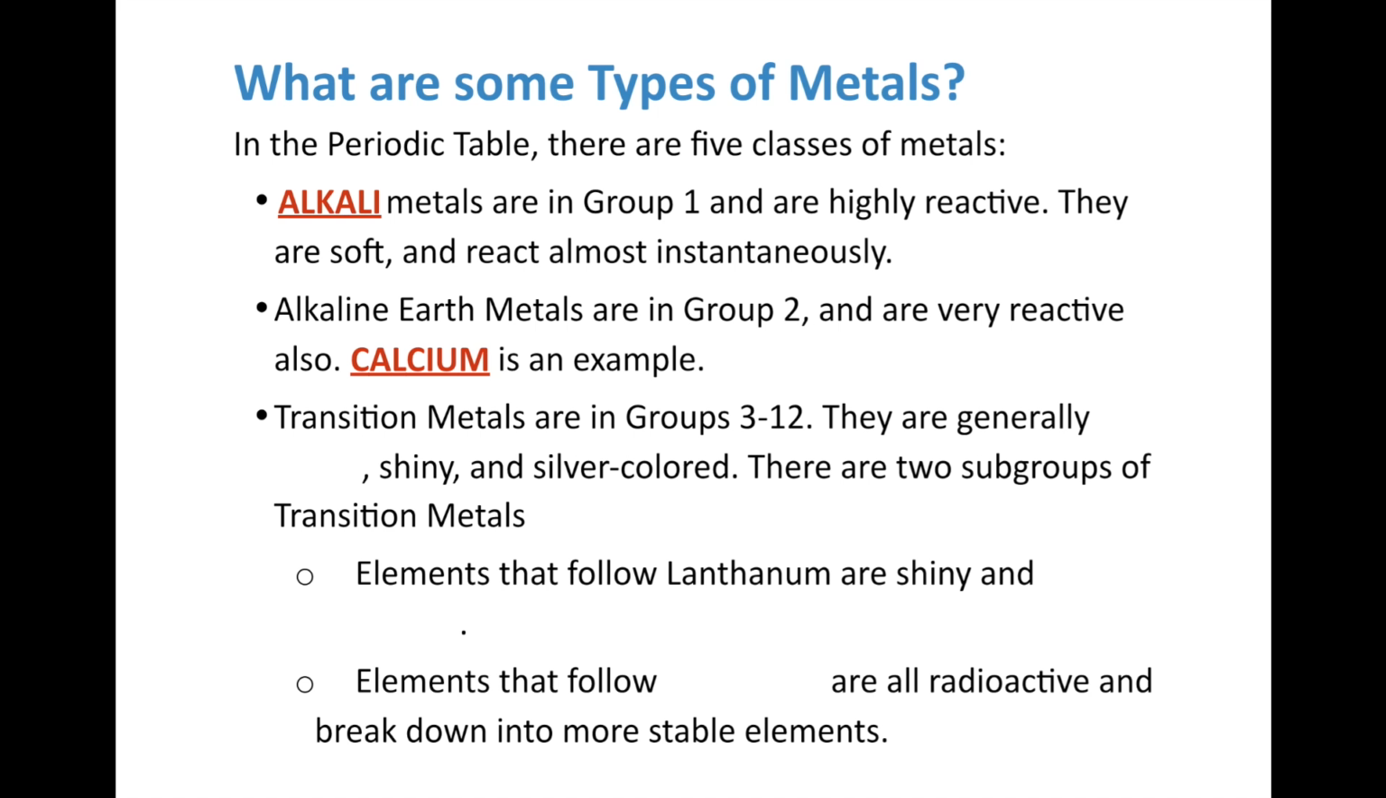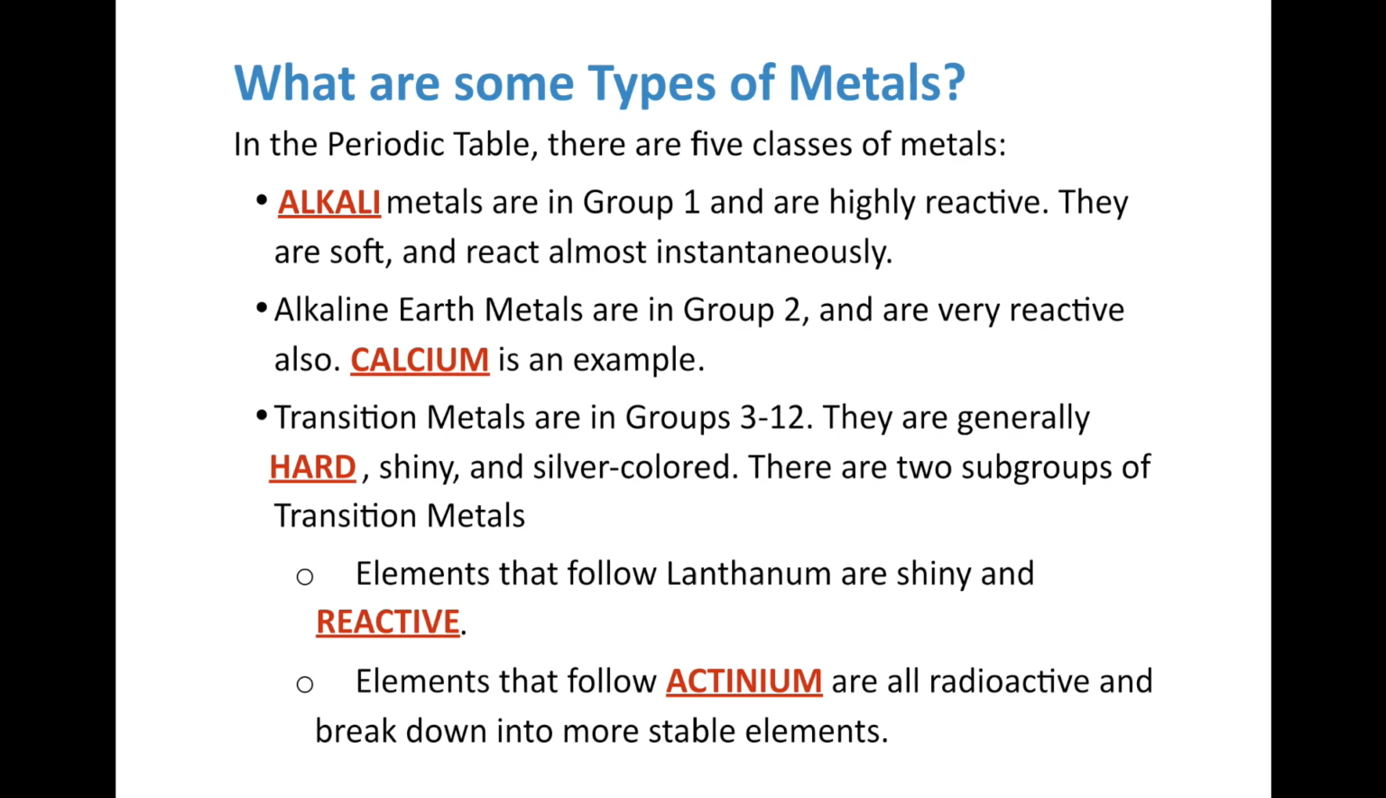Transition metals are in groups 3 through 12. That's most of the metals. They're generally hard, shiny, and silver colored. And we have two groups of transition metals. Those are the elements that you see at the bottom of the periodic table, kind of off by their lonesome. They are the elements that follow lanthanum. Those are called the lanthanides, and they are shiny and pretty reactive. Below them are the elements that follow actinium. We call them the actinides. They're all radioactive, and they break down into more stable elements over time. So these are five classes of metals.